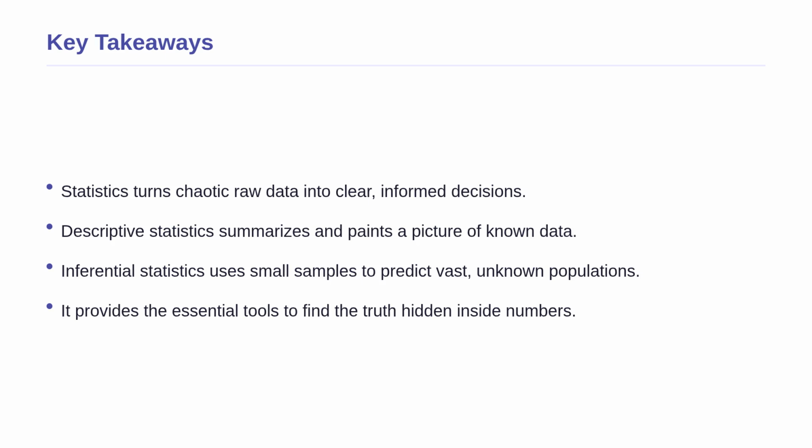We have covered a lot of ground today, so let us summarize the most important ideas. First, statistics is the powerful science of collecting, organizing, and interpreting data to make informed decisions. Second, we use descriptive statistics to paint a clear picture of the data we already have, turning messy numbers into neat summaries, like averages. Finally, we use inferential statistics to take a leap of faith, making highly accurate predictions about vast unknown populations. Whether you are managing a small business or training an advanced AI model, you now understand the essential tools to find the truth hidden inside the numbers.